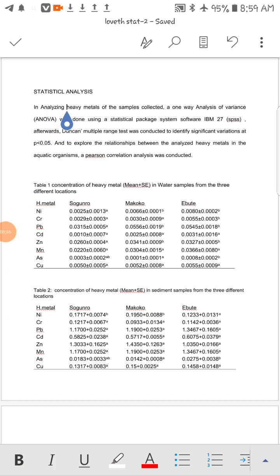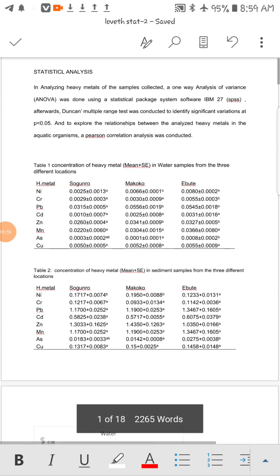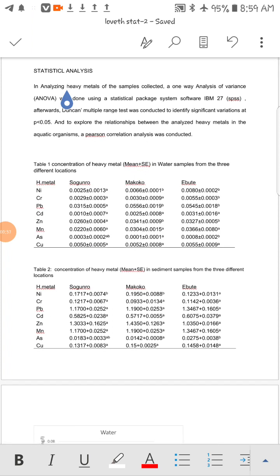Afterward, Duncan's multiple range test was conducted to identify significant variations at a P value of less than 0.05, and to explore a relationship between the analyzed heavy metals and the aquatic organisms, a Pearson correlation analysis was conducted. So this is the whole summary of the statistical package that was done.